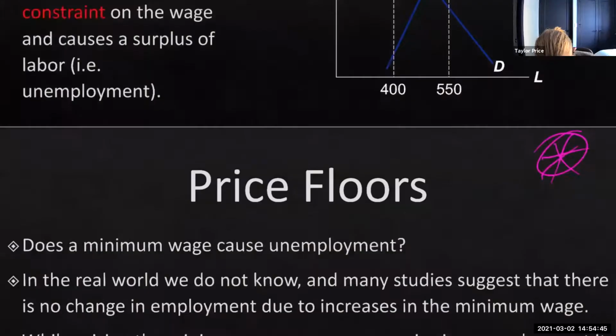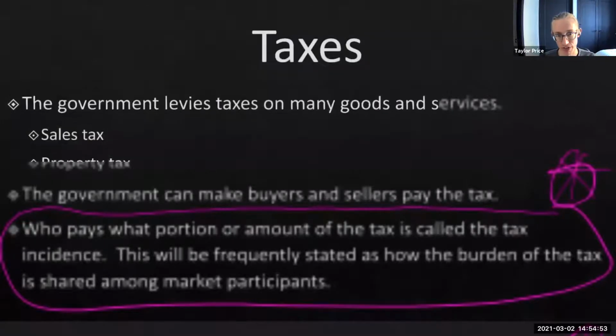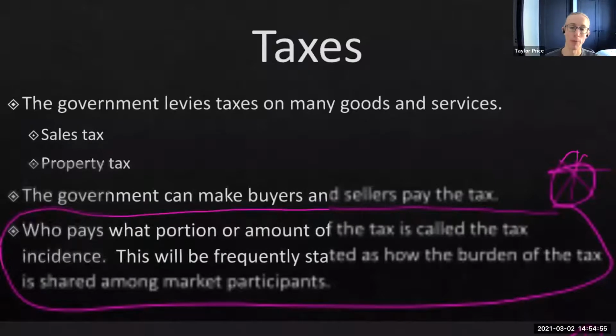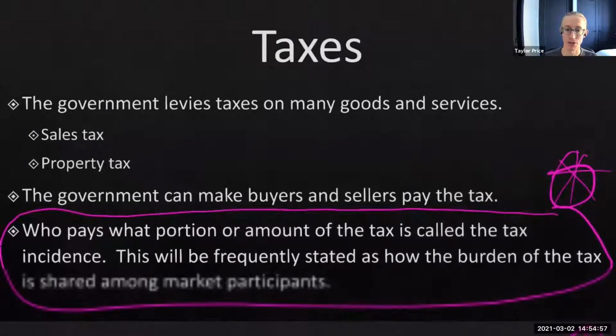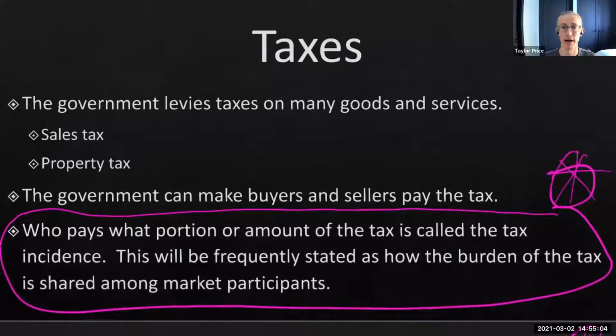Okay, so let me move on then to taxes. The government can basically tax any good or service. The two most common ones are sales tax, so taxes on physical goods that we buy, or property tax, which is basically just a tax on an apartment, a house, a physical piece of property.